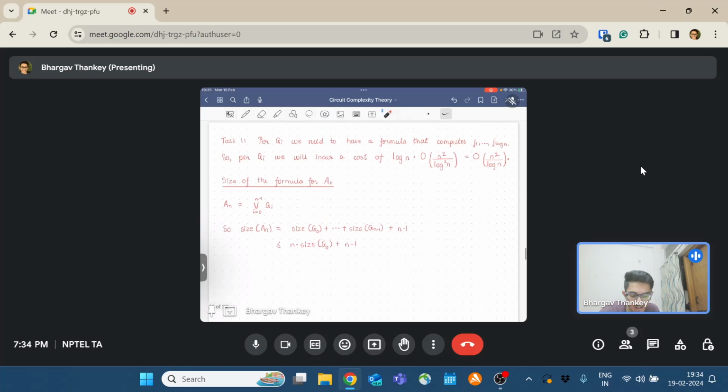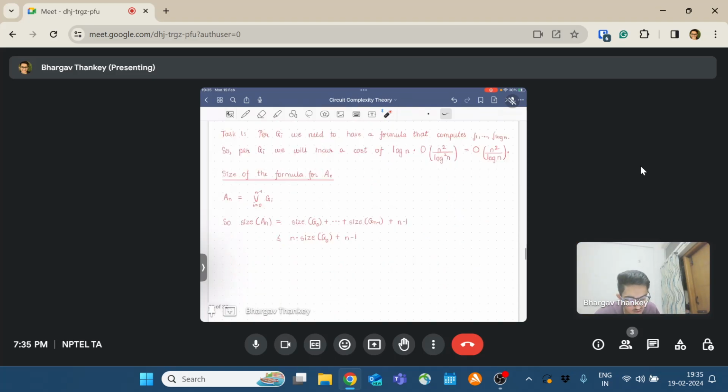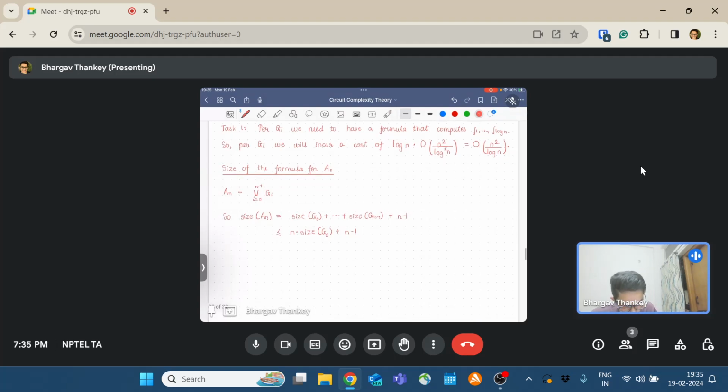Why? Because if you look at the circuit for GI, for almost every GI the circuit was almost the same. The only difference is whether you are picking this or this. And that's why I picked 0, because for 0, everything is 0, so you need NOT gates, lots of NOT gates. In fact, you need log n many NOT gates. So the size of G0 is the largest among these, so I picked G0. Now, what is the size of G0?